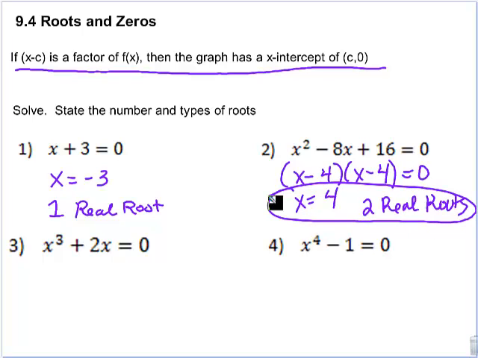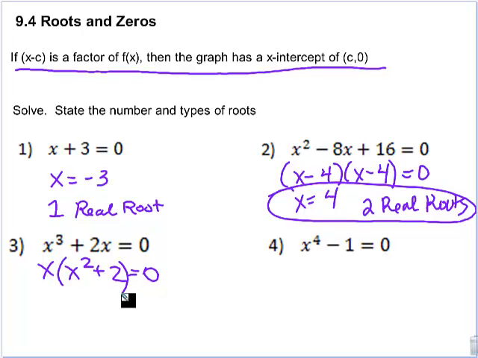Number 3, x cubed plus 2x is equal to 0. How can we solve this one? U substitution really wouldn't work out here because this is a cube. Can we just take an x out? Okay, good idea. Take an x out. What do we have? x squared plus 2 is equal to 0.